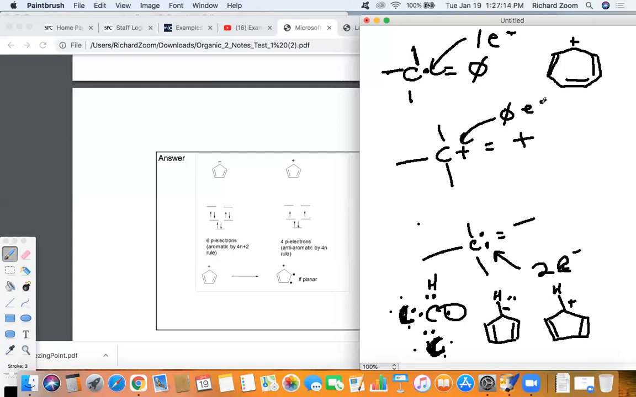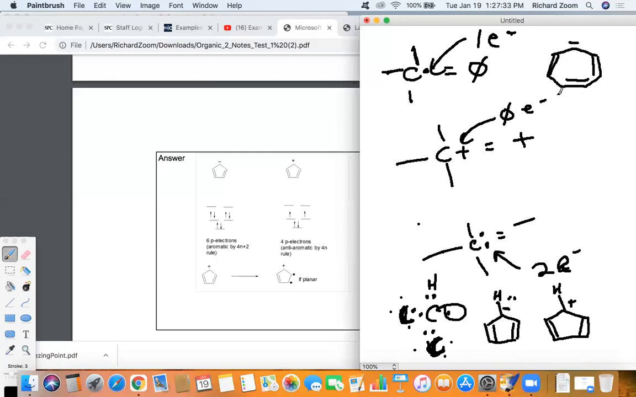How many pi electrons? 6. I couldn't get it to unmute. Oh, sorry, 6, right? Yeah. So that would count as, wait, 6 is aromatic. Yeah, that'd actually be aromatic, because the pi bonds are broken up by the plus charge.